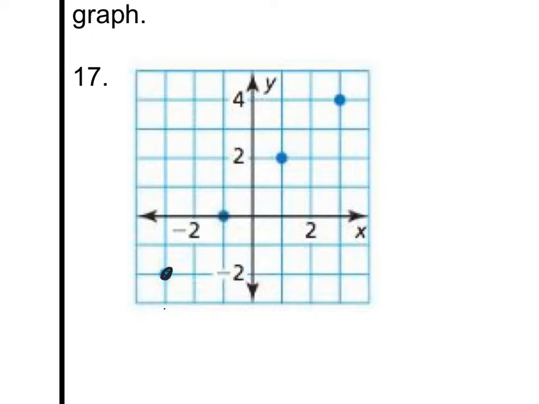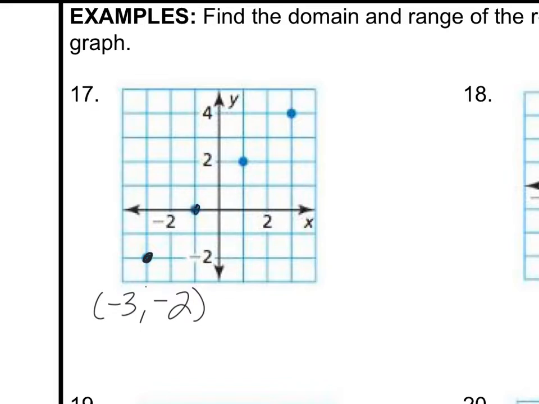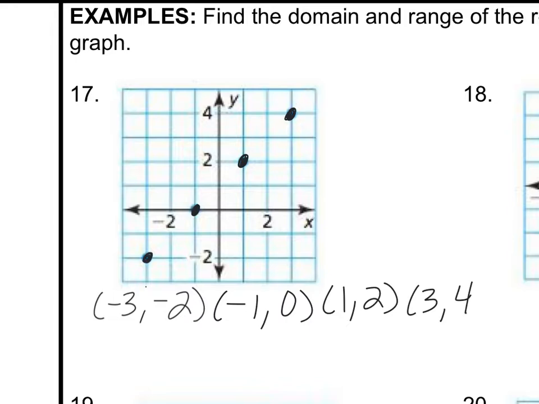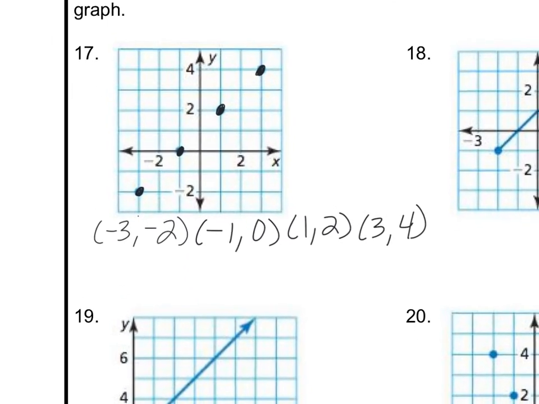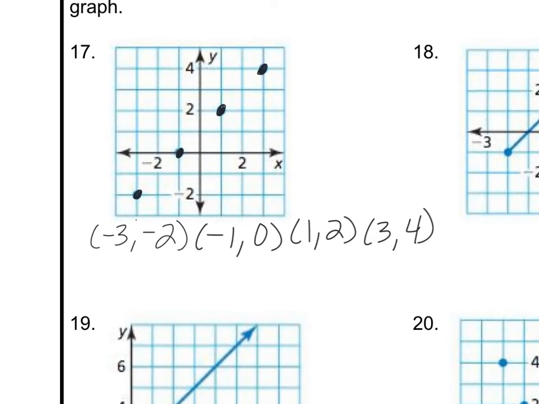So my points are, is that -3, -2? What's the next one? It's -1. So there's one on the x-axis, that's -1, 0. And then we have this guy at 1, 2. And the top right, that would be 3, 4. It's a lot easier to write your domain and range once you actually have the points written down.